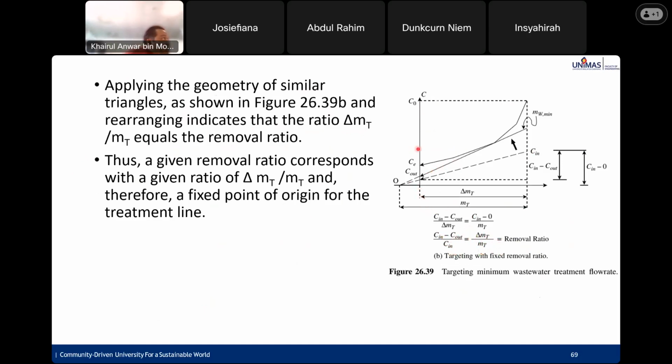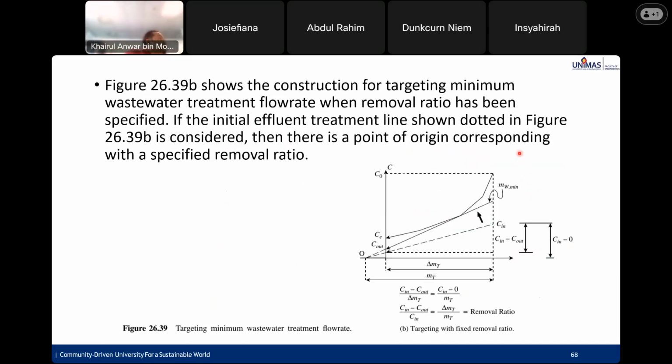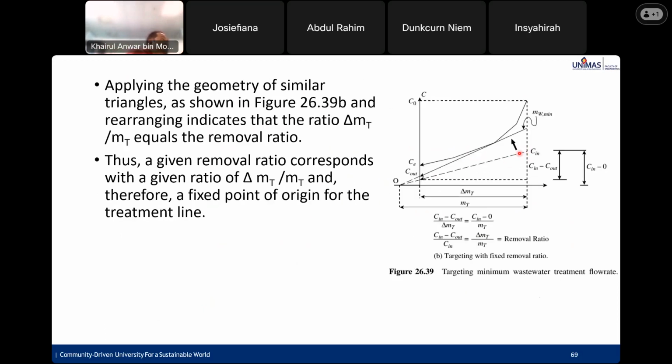Delta MT is from the y-axis until the maximum C. The MT here is, so you have the initial effluent treatment line here, and this is the heat. So you get the MP, plus a given removal ratio corresponds with a given ratio of delta MP over MP, and therefore a fixed point of origin for the treatment line.